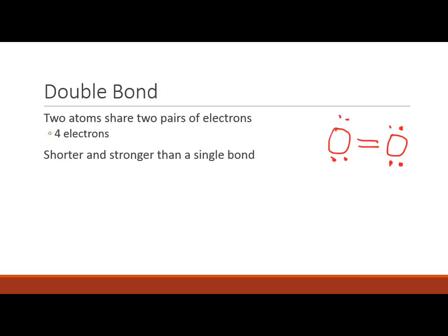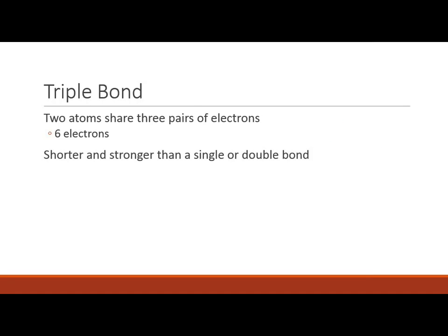Now, you can also imagine that if you can have a double bond, we can also have a triple bond. So this would be something like with nitrogen. So with nitrogen, we can actually have 3 pairs of electrons, or in other words, 6 electrons, with a couple of lone pairs here on the nitrogens, and this would be a triple bond, which is shorter and stronger than even a double bond.